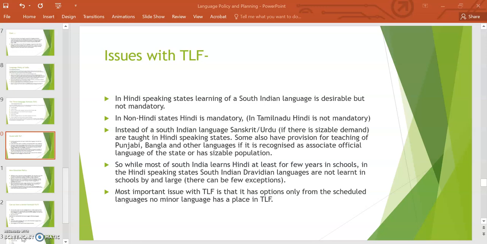So while most of South India learns Hindi at least for a few years in schools, in the Hindi speaking states, South Indian Dravidian languages are not learned in school by and large, though there may be a few exceptions. And the most important issue with the three language formula is that it has options only from the scheduled languages. No minor language has a place in the three language formula. So if somebody is a speaker of Birho or Asur or Korwa, they cannot expect to get primary education in their mother tongue in government owned and funded schools.